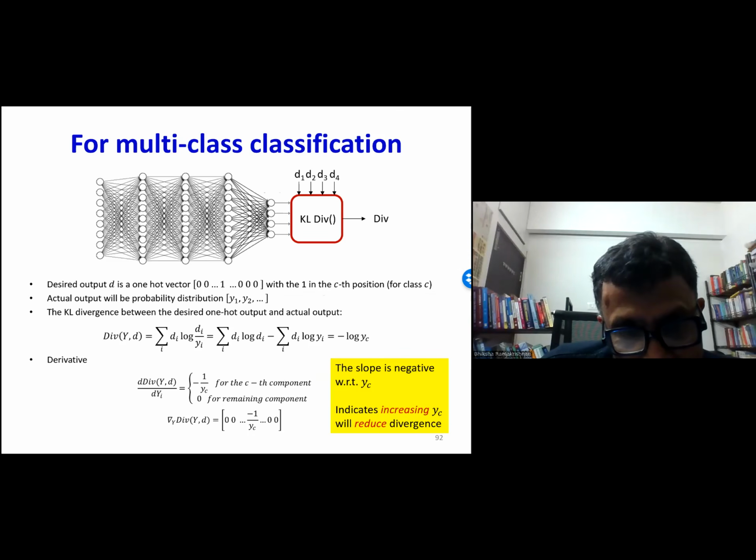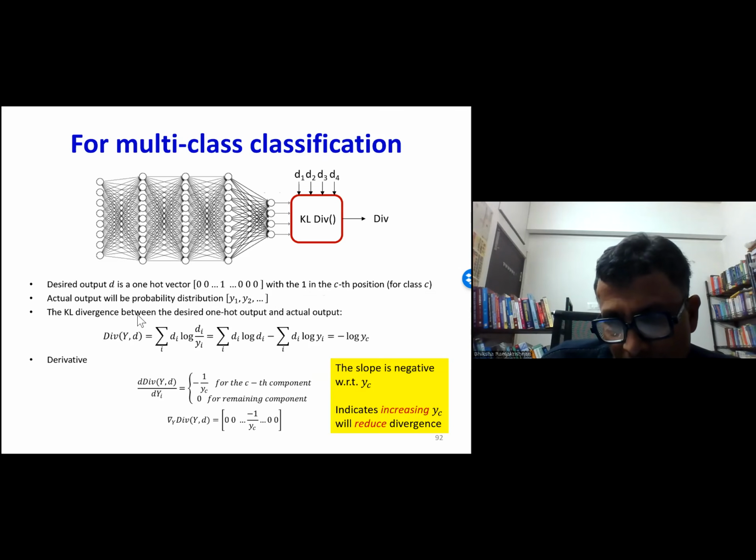For multi-class classification too, you can define the Kullback-Leibler divergence in exactly the same manner. Y is going to be a probability distribution. You can think of your desired output D, which is a one-hot vector, also to be a target probability distribution. You want the network to assign 0 probability to all the wrong classes and 1 to the correct class.